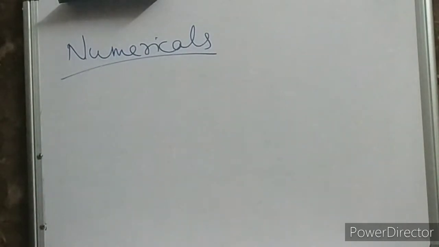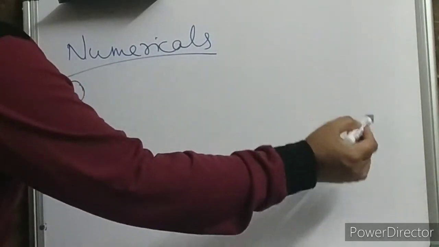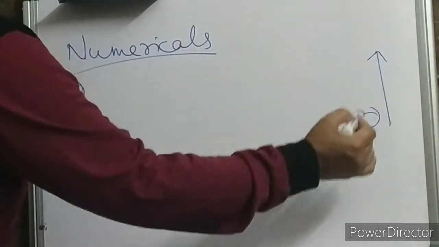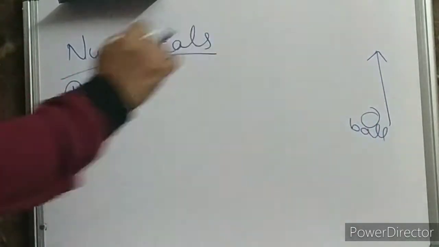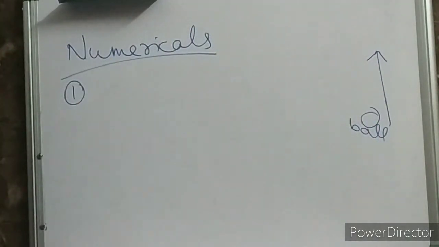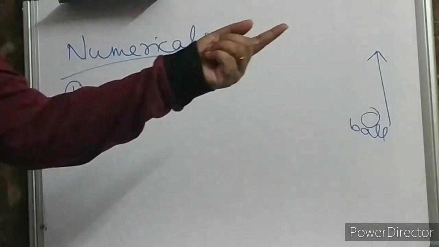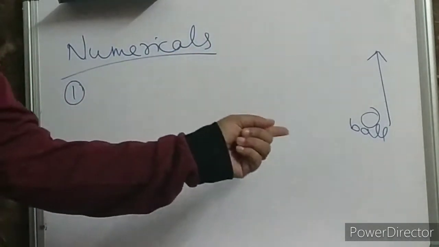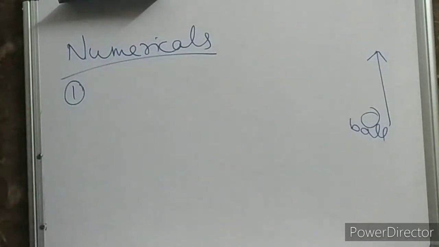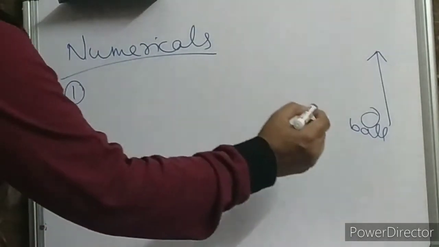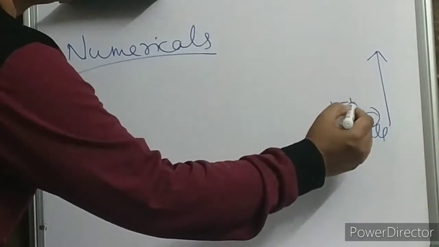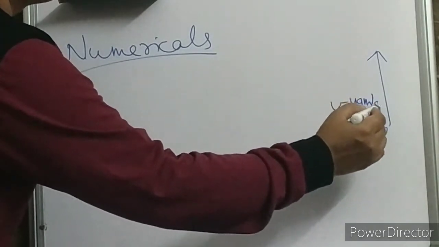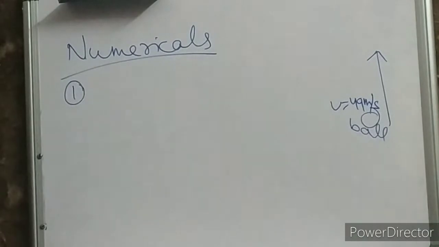Now let us see the first question, children. A ball is thrown vertically upward. This is your ball. A ball is thrown vertically upward with a velocity of 49 meter per second. Velocity is given, 49 meter per second.